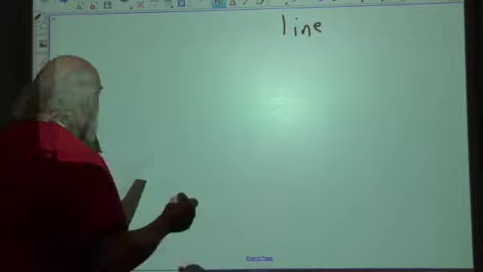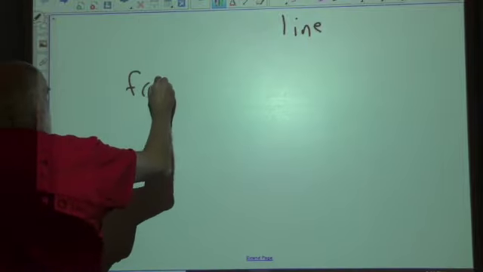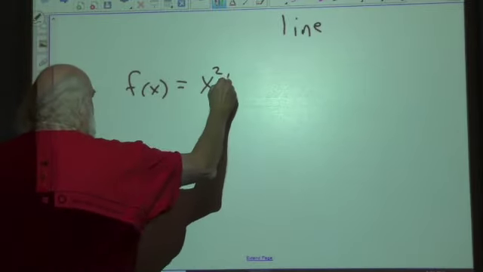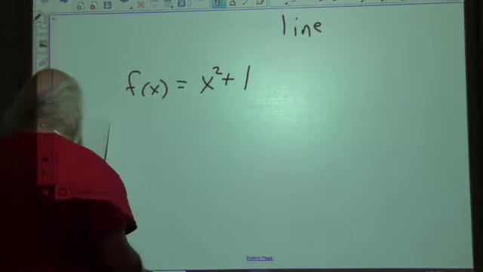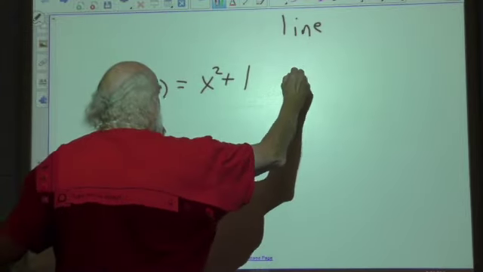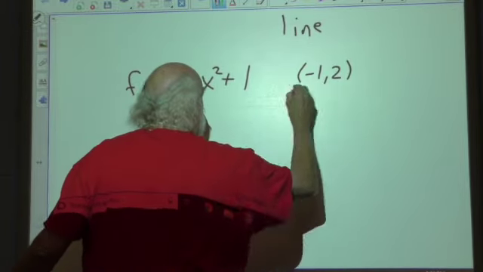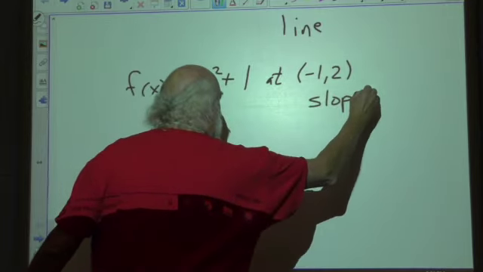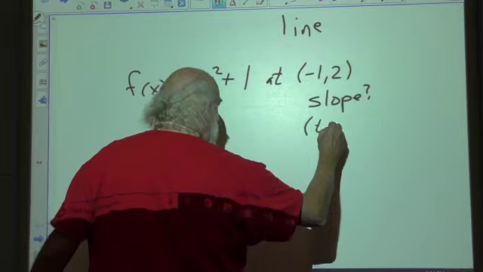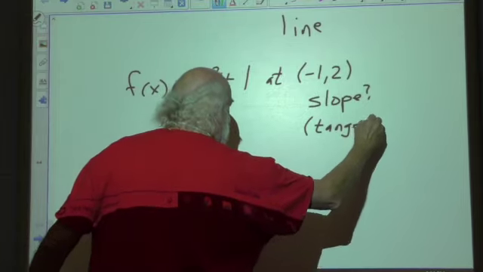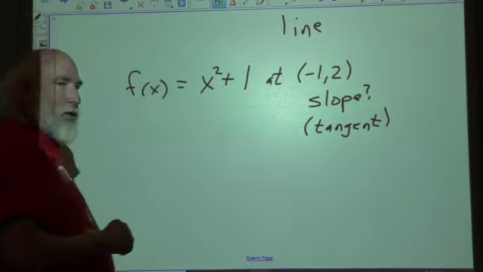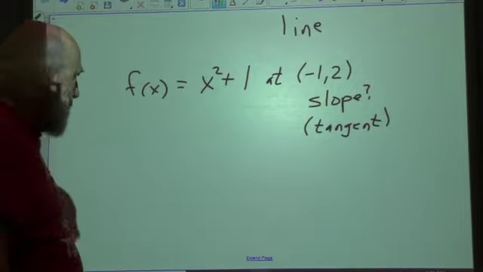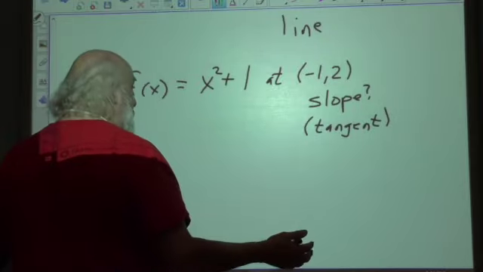Okay, so now let's stick with the same thing. F of x is equal to x squared plus 1 again. But now we're going to pick another point, and that point is negative 1, 2. So the question is, what is the slope of the tangent? In other words, the one line that will intersect this curve at that point, what is its slope going to be? So we do exactly the same thing we did before.